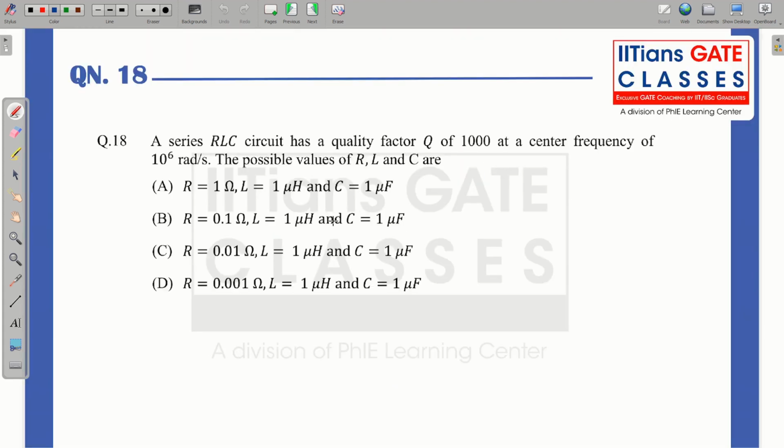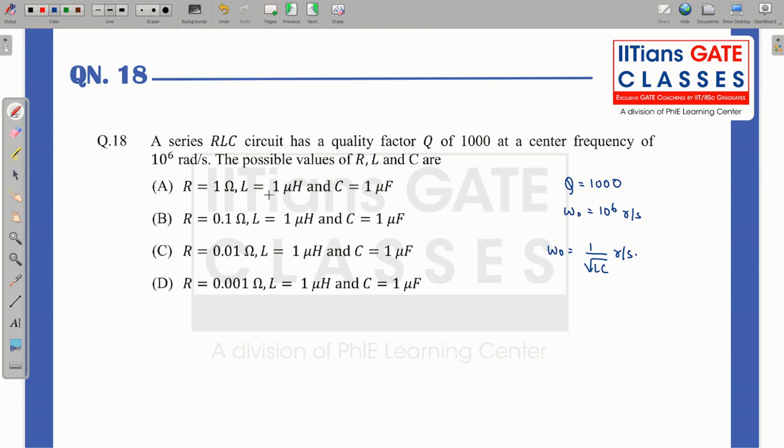So the first question that we have over here is: a series RLC circuit has a quality factor of 1000, at a center frequency, meaning resonance frequency, of 10 to the power 6 radian per second. The possible value of R, L and C. So we know omega naught is actually 1 by under root of LC radian per second.